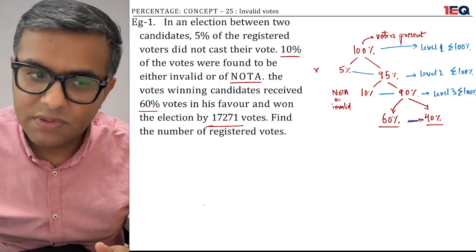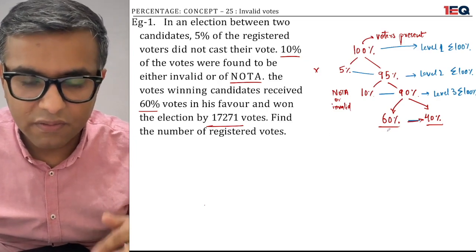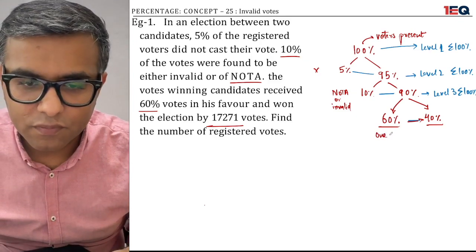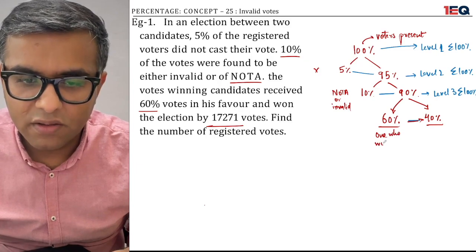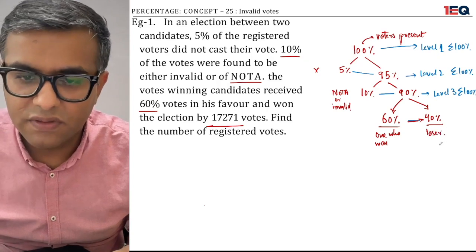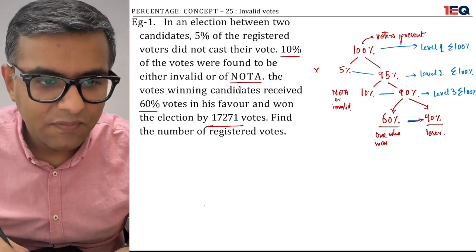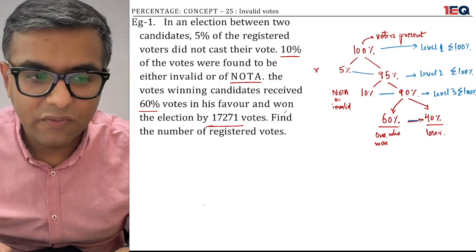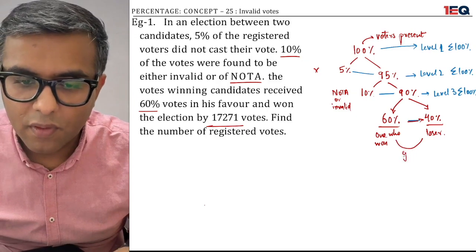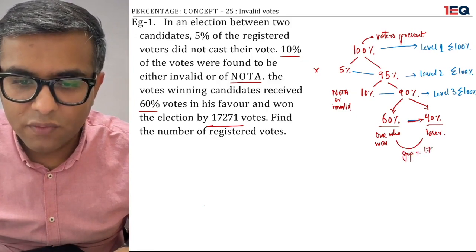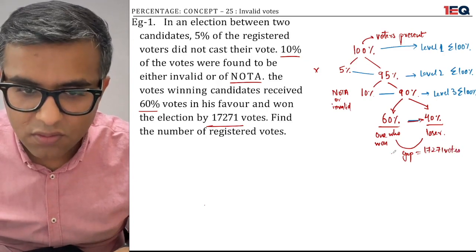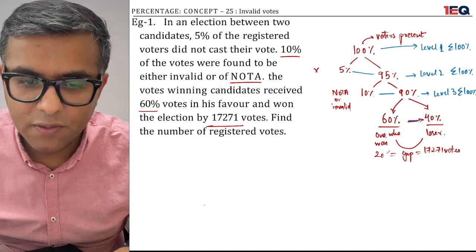Out of 90%, 60% of voters were in favor of the one who won the elections, and 40% went to the loser of the elections. So what it says is the winning candidate received 60% of votes in his favor and won the election by 17271 votes. This means the gap is equal to 17271 votes. Also, the gap here is 60 minus 40, which is 20%.